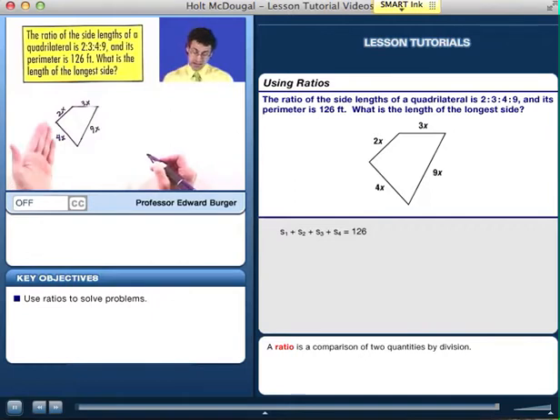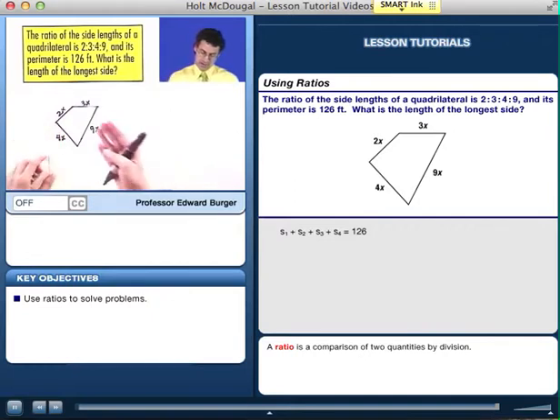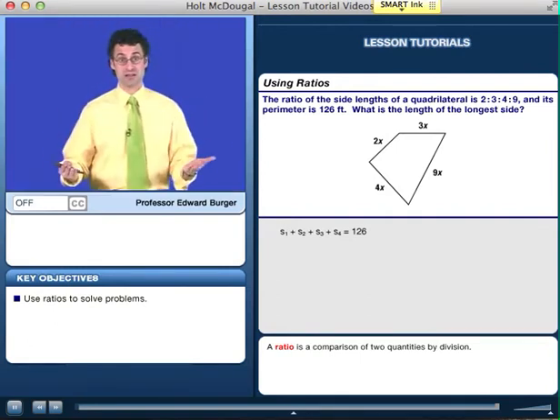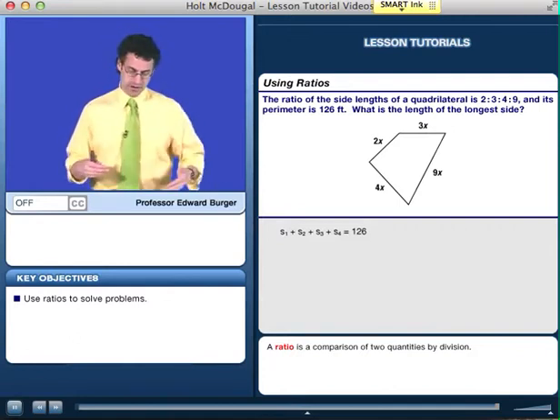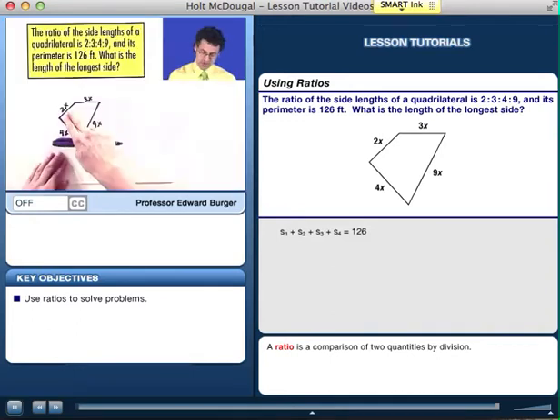So basically, one side is 2 times some number, the other one is 3 times that same number, the other side is 4 times that same number, and the final side is 9 times that same number. I don't know what the number is, because it's hidden in that ratio. But since we know the perimeter, we can actually figure that out, because the perimeter is the sum of all these numbers. So 2x plus 3x plus 9x plus 4x has to equal 126.